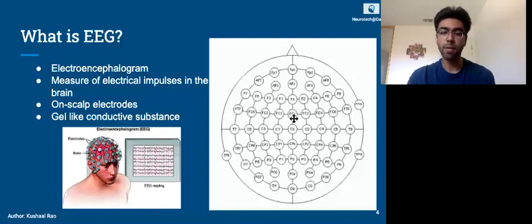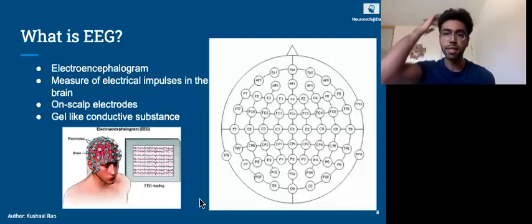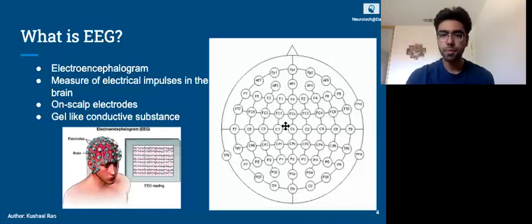On the right here is what we call the 10-20 system. So you don't just place the electrodes randomly. There's a certain code, a certain system for that in place. This is what's called the 10-20 system, and it's also internationally followed across the world.